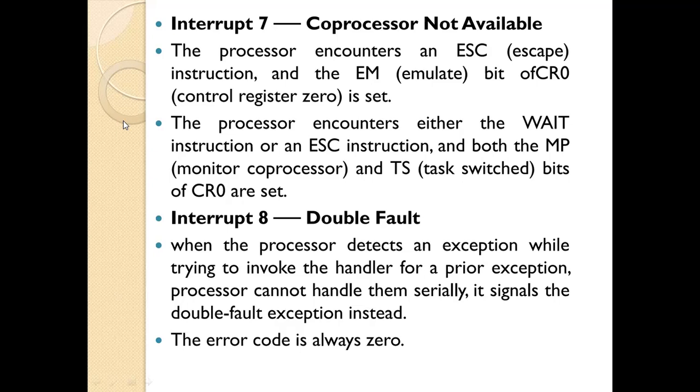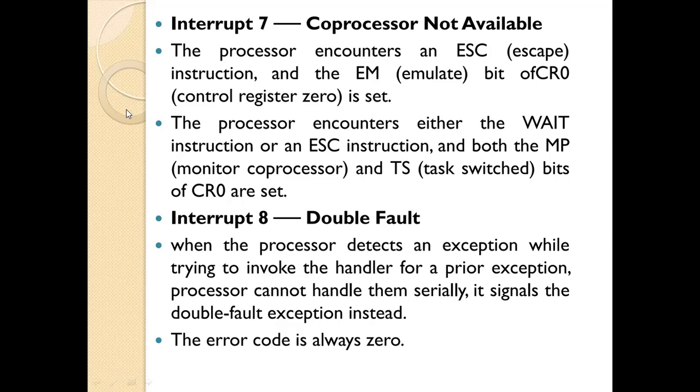Another condition is when a processor encounters either the WAIT instruction or the ESC instruction, and both the MP and TS bits, that is monitor coprocessor and task switched bits of the CR0, are set. Under that condition, the processor comes to know that the coprocessor is unavailable and interrupt 7 is evoked.